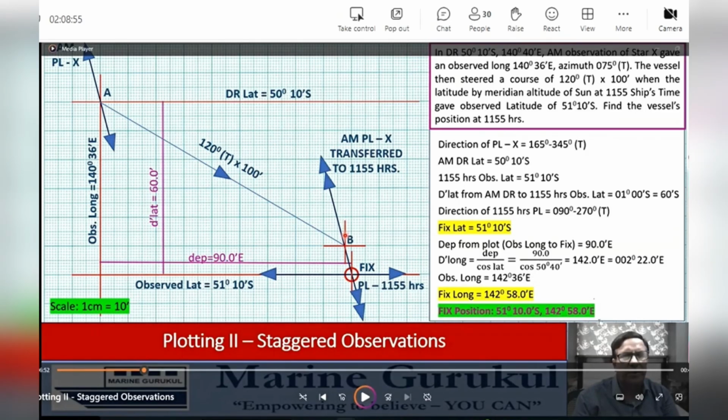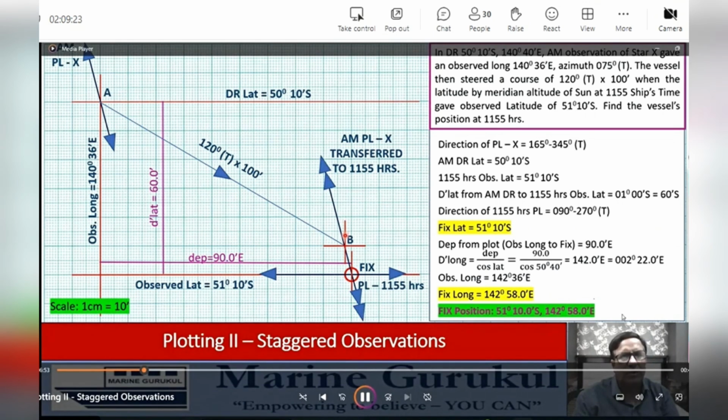Sir, in the formula, D long equals departure upon cos lat, that lat is M lat, sir. Yeah, that lat is M lat, beta. It is the mean of 5110 and 5010. Okay, great.